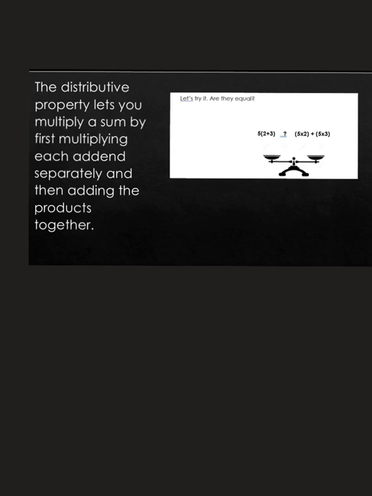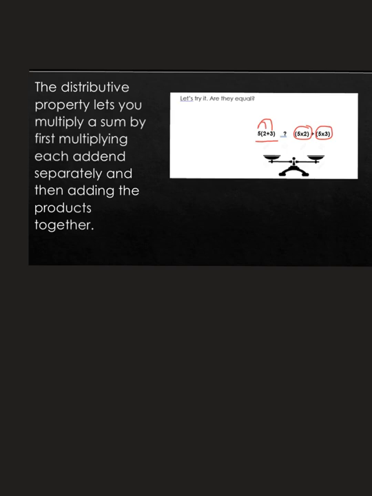So on this slide it says the distributive property lets you multiply a sum by first multiplying each addend separately and then adding the products together. So all that's saying is if you take a look at this scale, we want this scale to be balanced. Well, on one side we have 5 and then parentheses 2 plus 3. So yesterday we learned that we can distribute that 5, so it would be 5 times 2, and then distribute that 5, so it's 5 times 3. And that would be the same exact thing, just written out, okay?